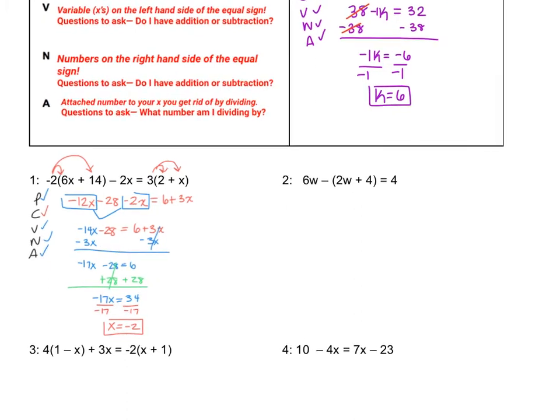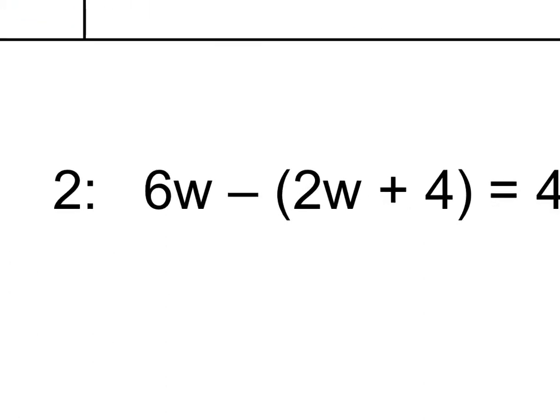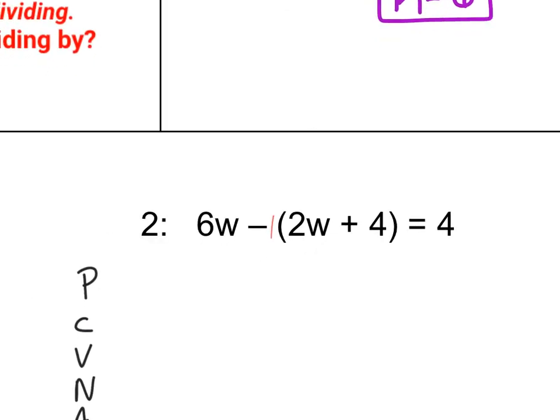Let's go on to our next equation. So I have 6w minus 2w plus 4 equals 4. I rewrite PCVNA. And here's what we're going to do. In front of our parentheses, we don't see a number, so we're going to put a -1 here. And what I'm going to do is distribute this -1 to each term on the inside of my parentheses. So I'm going to distribute my -1 to my 2w and my -1 to my 4.